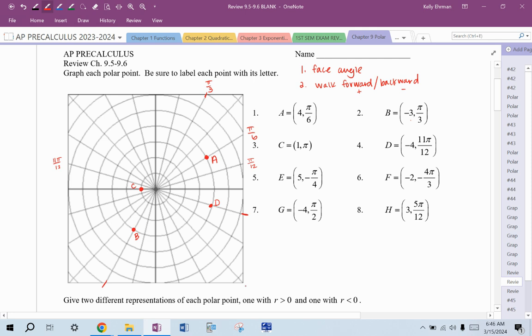Point E says face negative pi over 4. Well, negative pi over 4 is down in the fourth quadrant. And we're going to go forward 1, 2, 3, 4, 5 units because r is positive 5.